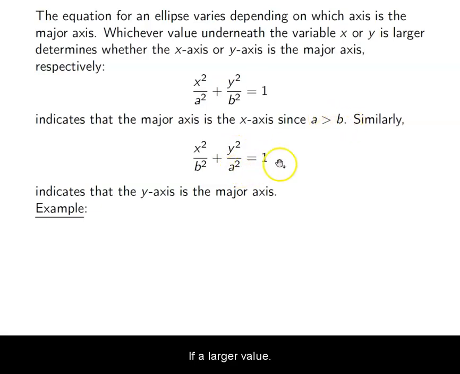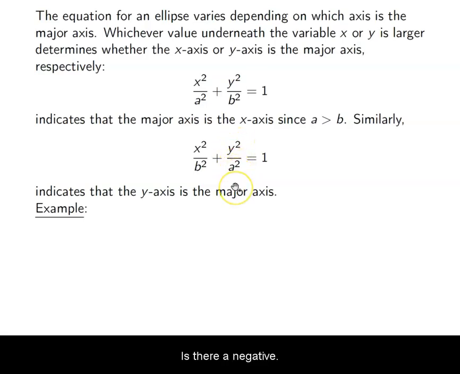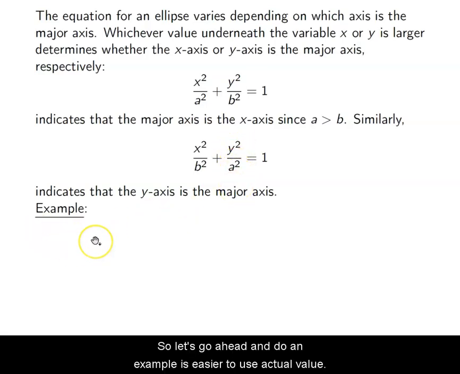If a is the larger value and it's under the y squared value, then the square root of the number that shows up here, or just a in general, is the length of the major axis, and its vertex is at (0, a) and (0, negative a). So let's go ahead and do an example.